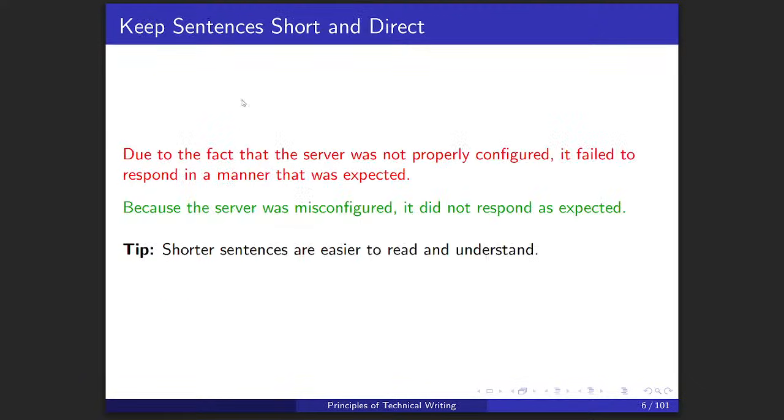So if you look here, I've given some short and direct sentences. If you read this particular red marked sentence: due to the fact that the server was not properly configured, it failed to respond in a manner that was expected. Okay. And I am writing it in a short and direct way: because the server is misconfigured, it did not respond as expected. Instead of writing all those things, I am writing a direct and short sentence, which gives clarity to the reader and makes them understand very easily.